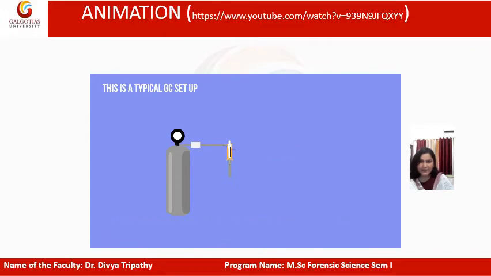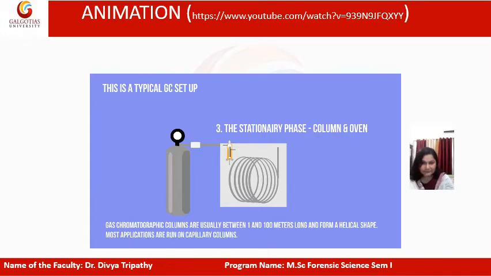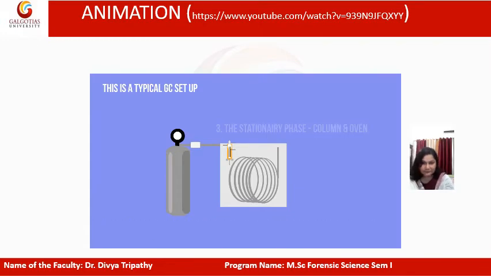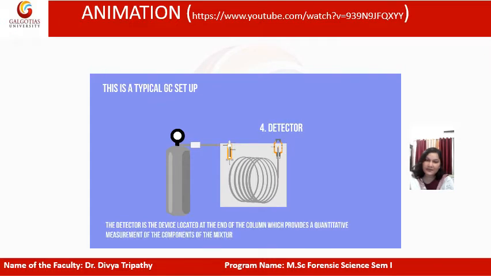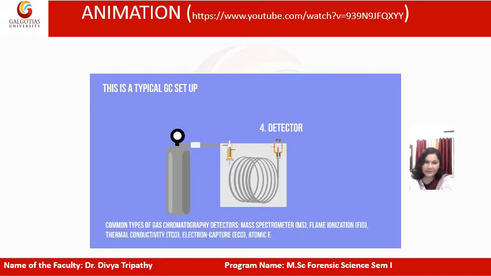This is a thermostat in which a coiled column is mounted. The thermostat oven serves to control the temperature of the column. Gas chromatographic columns are usually between 1 to 100 meters long and form a helical shape. The column is associated with the detector. On the basis of the type of solute, we use many types of detectors in the gas chromatographic instrument. Common types of gas chromatographic detectors are mass spectrometer, flame ionization, thermal conductivity and electron capture detectors.